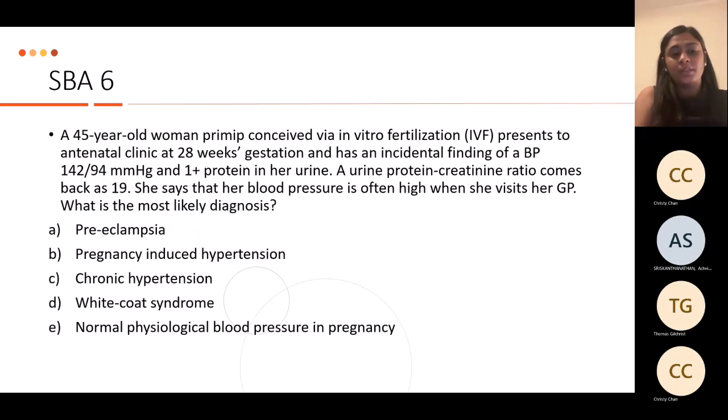Moving on to the next one. So in this case, you've got a 45-year-old Primip who's conceived via IVF. She presents to the antenatal clinic at 28 weeks gestation with an incidental finding of a blood pressure of 142 over 94 and a 1 plus of protein in her urine. The urine PCR comes back as 19. She says that her blood pressure is often high when she visits her GP. What is the most likely diagnosis?